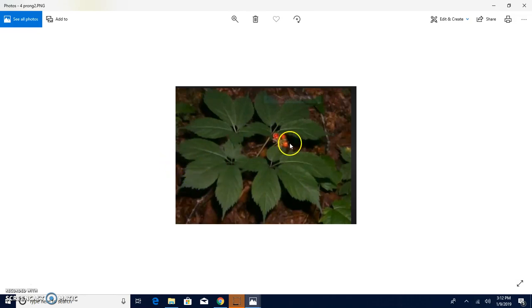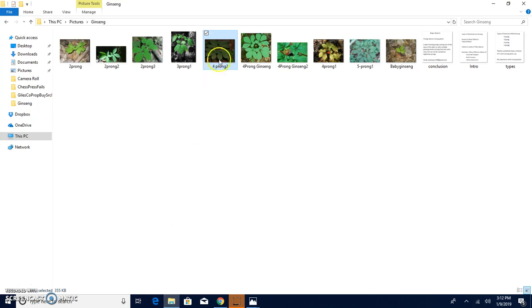And this is a picture of a plant later in the season, sometime probably in August or early September. The plant is still green, but the berries are red on it. So that indicates it's sometime during the fall. So go ahead and take another look at another 4 prong.